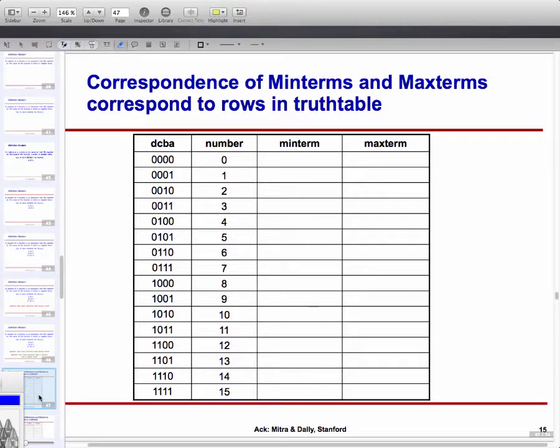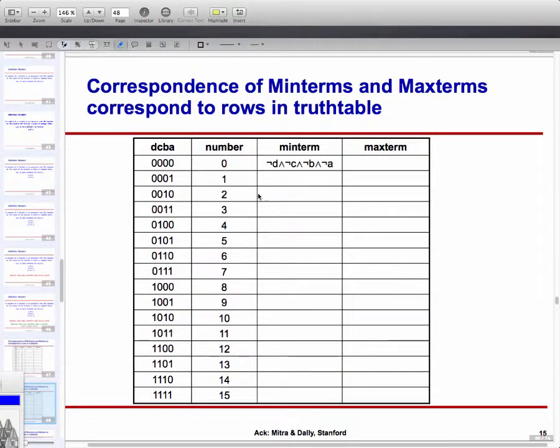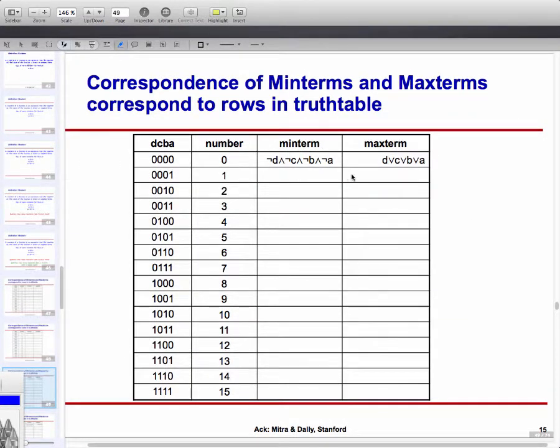So now let's write down. I have some function out here of 4 variables. So if I do the truth table, there will be 16 entries, and I can label them 0 through 15, essentially corresponding to the binary number. And I can write down the minterms out here and the maxterms. So for example, this first minterm where D, C, B, A are all 0, we are going to write it as not D and not C and not B and not A. Likewise, the corresponding maxterm we are going to write as D or C or B or A.